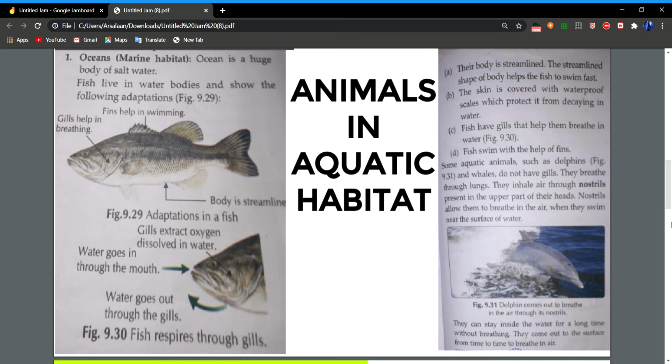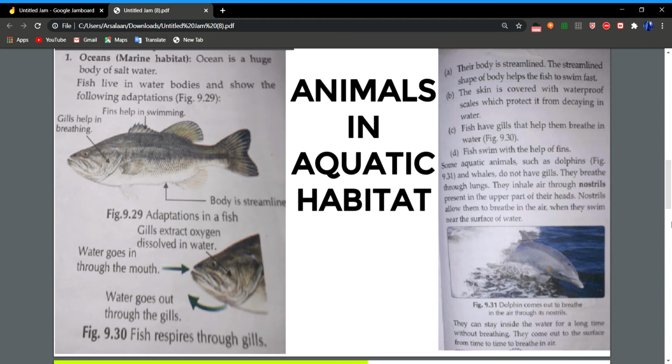We shall study the adaptations of the fish. Fishes have many adaptations to survive in water. First, their body is streamlined. The streamlined shape of the body helps the fishes to swim fast. What is the streamlined shape of the body? It means the body is narrow at both ends and broad in between, like a boat shape. This helps to cut the water current.